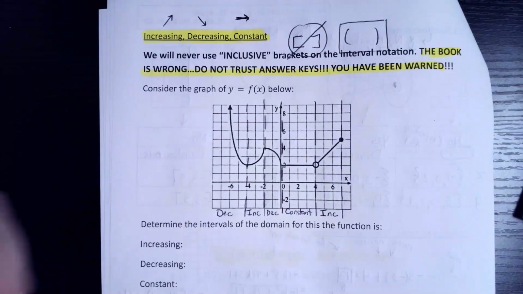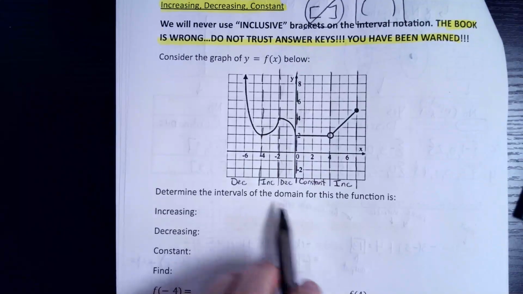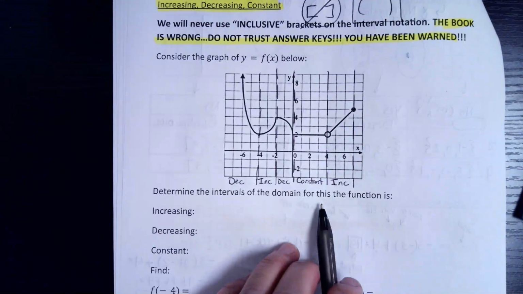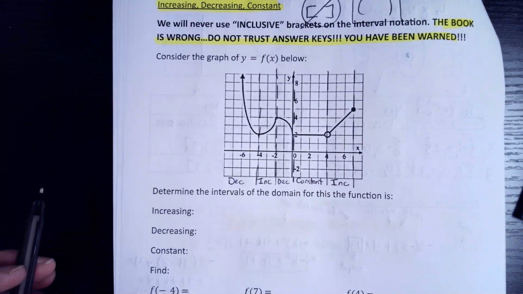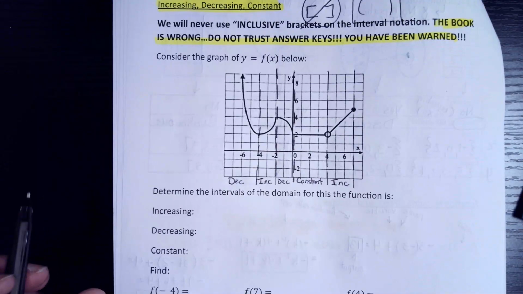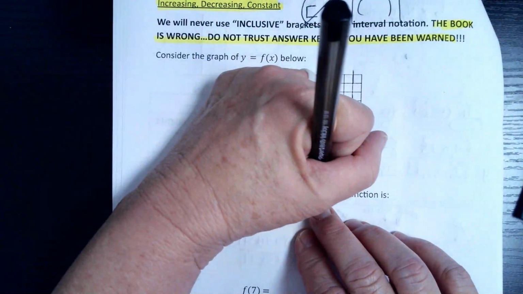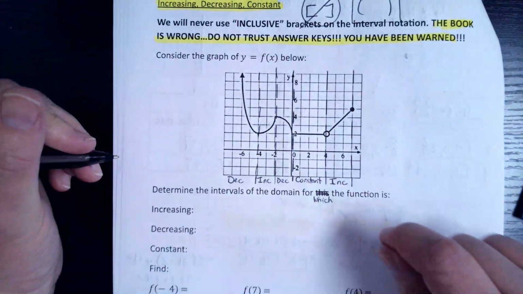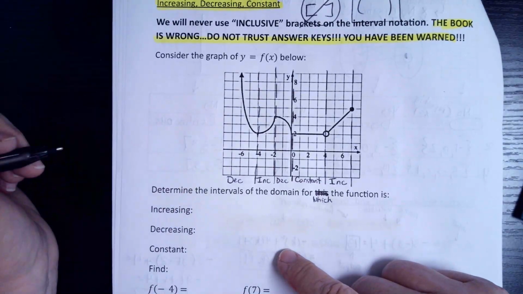So this is the type of problem you will have. Determine the intervals of the domain, which means x values, for this the function. Does it really say that? Determine the intervals of the domain for this the function is. I don't know what it's supposed to say, but that's no good. For which the function maybe? For which the function is. Ten years of these notes, and nobody's ever caught that. Increasing, decreasing, and constant.